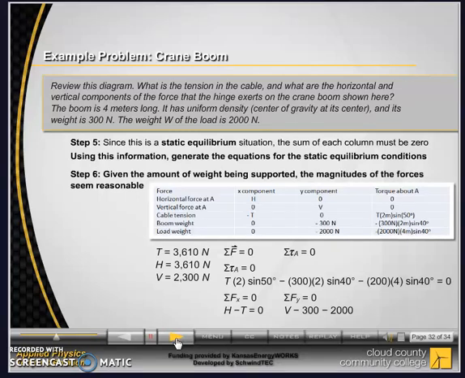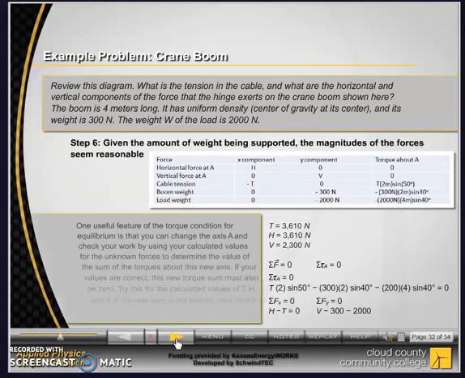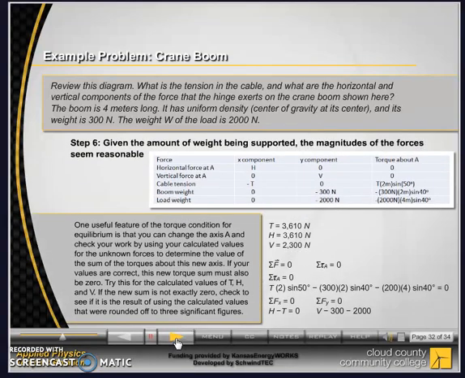Step 6. Given the amount of weight being supported, the magnitudes of the forces seem reasonable. One useful feature of the torque condition for equilibrium is that you can change the axis A and check your work by using your calculated values for the unknown forces to determine the value of the sum of the torques about this new axis. If your values are correct, this new torque sum must also be 0. Try this for the calculated values of T, H, and V. If the new sum is not exactly 0, check to see if it is the result of using the calculated values that were rounded off to 3 significant figures.